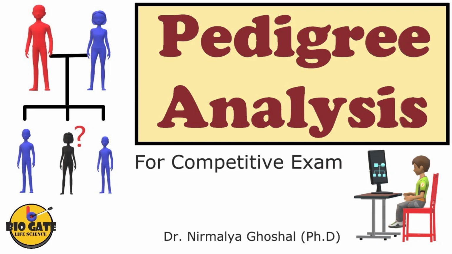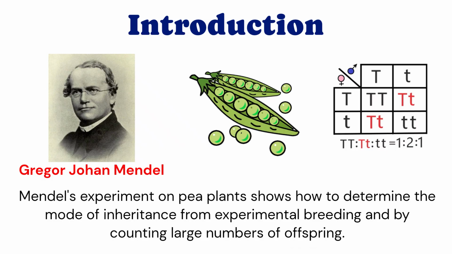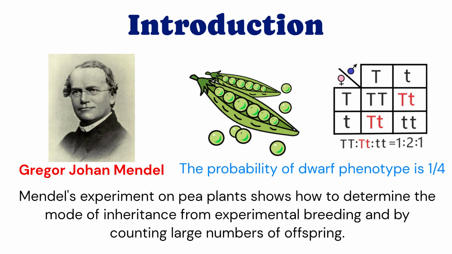Welcome back. In this video, I will discuss how pedigrees are constructed and analyzed. Mendel's experiments on pea plants provided valuable insight into the pattern of inheritance, such as how traits are passed on to the offspring. Not only that, but one can also predict the probability of a particular trait occurrence, whether the offspring will be tall or dwarf.